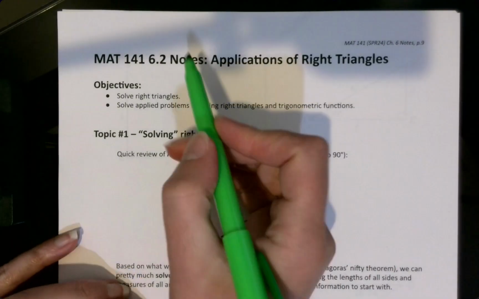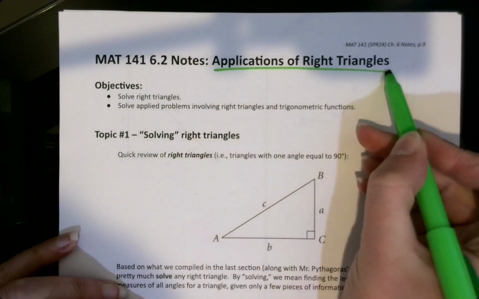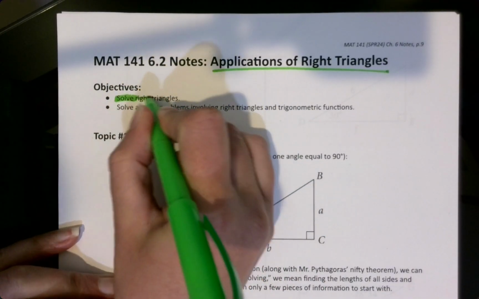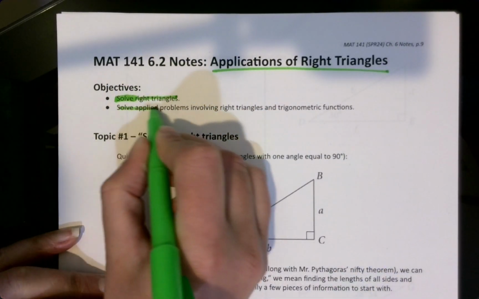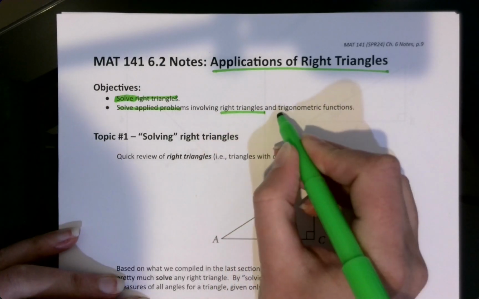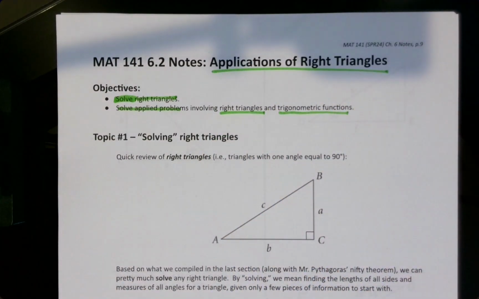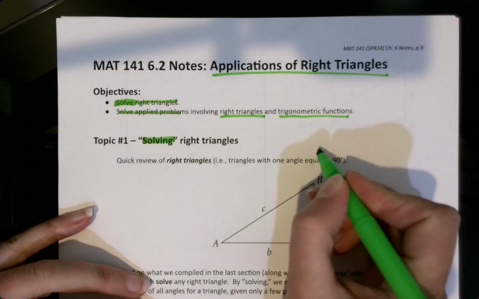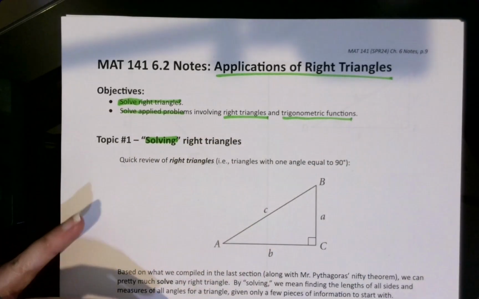In section 6.2 here, we're going to be looking at the applications of right triangles. In particular, we're going to be solving some right triangles and then solving applied problems that involve right triangles or trigonometric functions. First, we're going to look at that solving of right triangles and a quick review of right triangles.